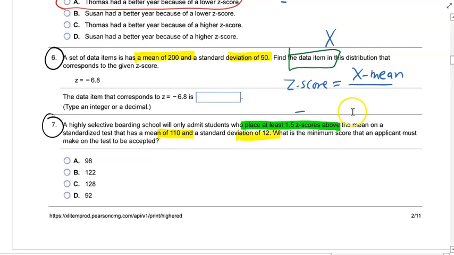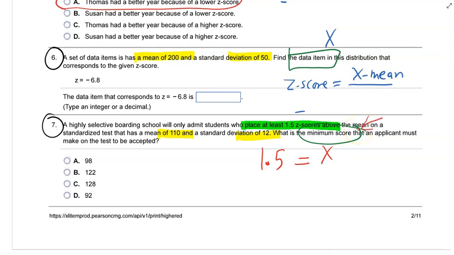Okay, what's the minimum score that an applicant must make on the test to be accepted? In other words, you have to find the minimum score that the school requires for acceptance. In other words, you have to find the score that corresponds to a 1.5 z-score. I'm using the same formula: z-score 1.5 equals the score, which is the minimum score. Say the minimum score is X.